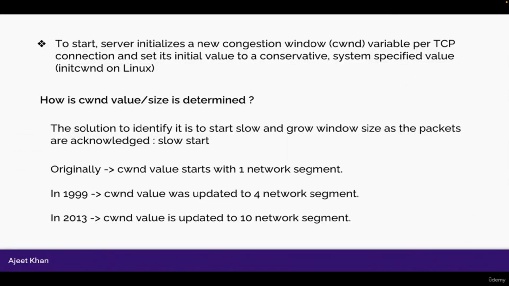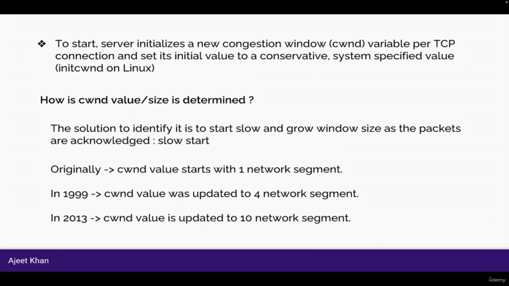To start, the server initializes a new congestion window variable per TCP connection and sets its initial value to a conservative system-specified value, which is known as initcwnd on Linux. So the server is setting up the variable CWND, and this is an initial value, and it picks up this value from a system-specified value which it can find in Linux using initcwnd.